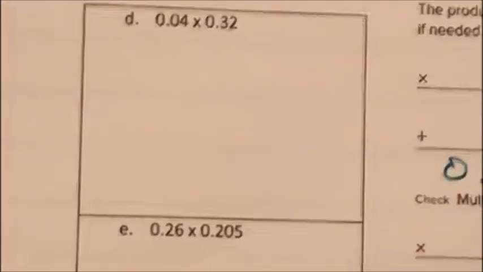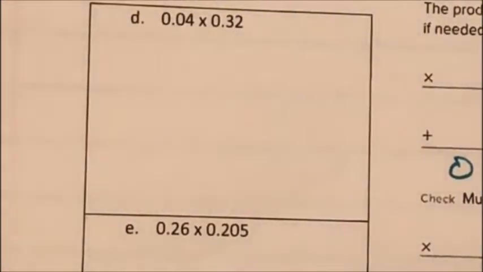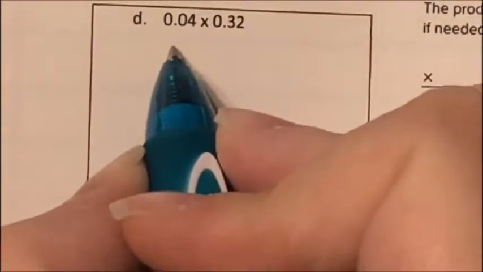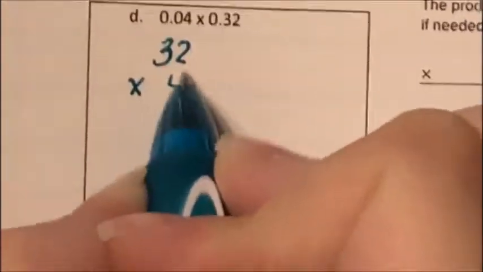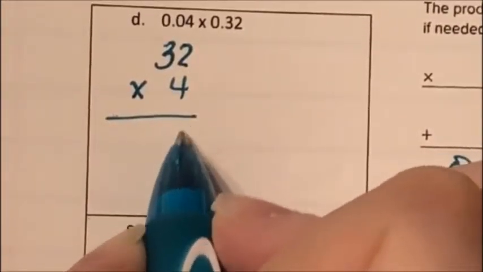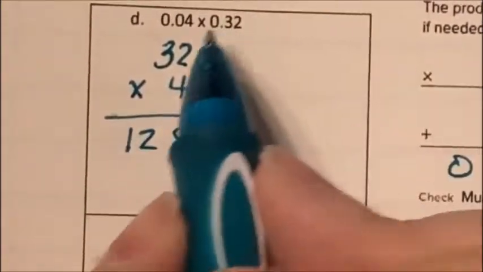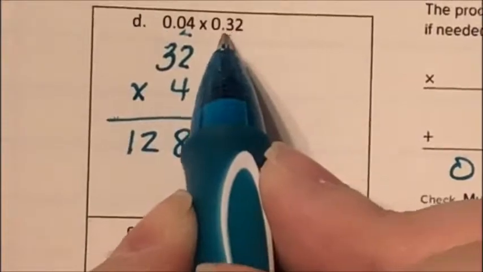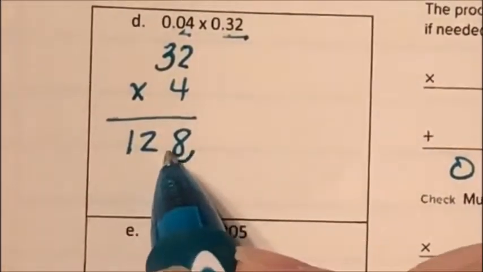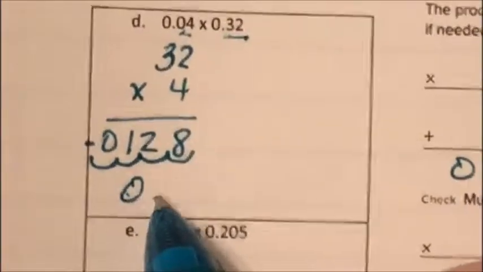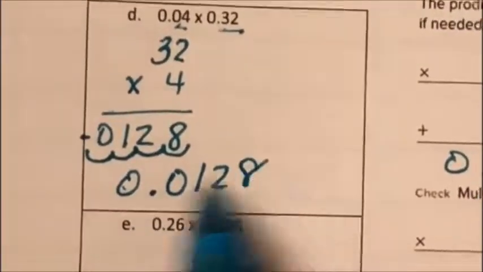So letter D is 0.04 times 0.32. So I'm going to just take and multiply 32 times 4. 4 times 2 is 8. 4 times 3 is 12. There's 2 here, so that's 4. 2, 3, 4. Annex a 0. So I get 0.0128.